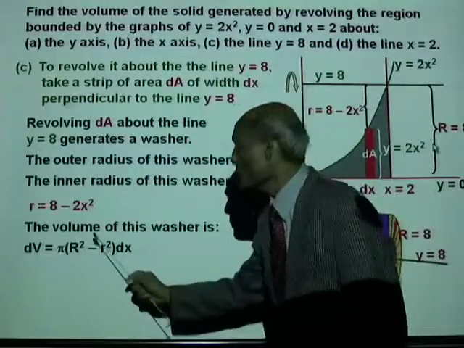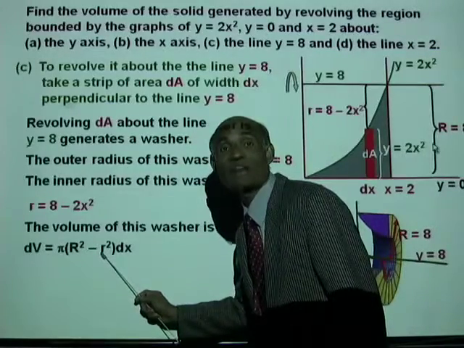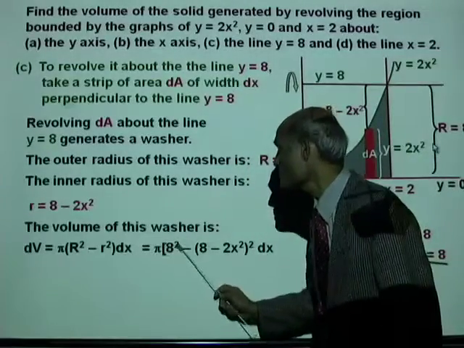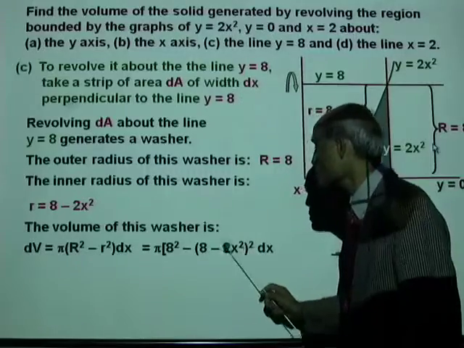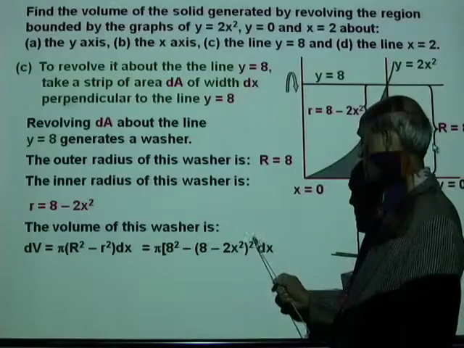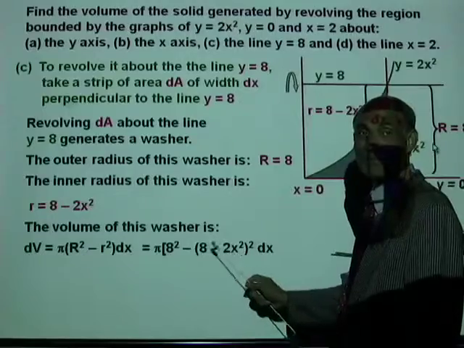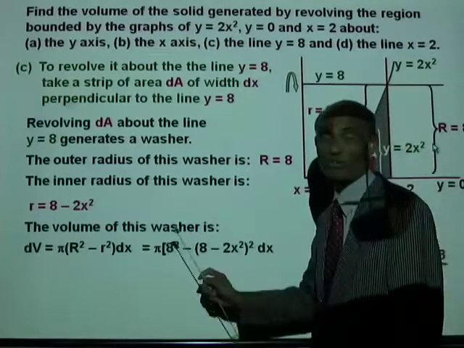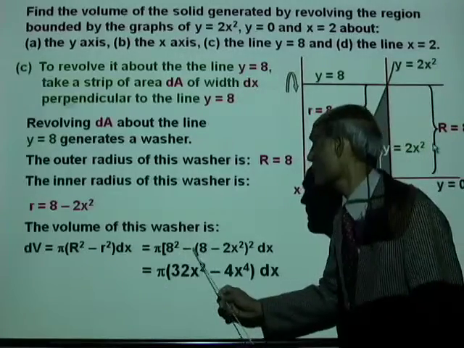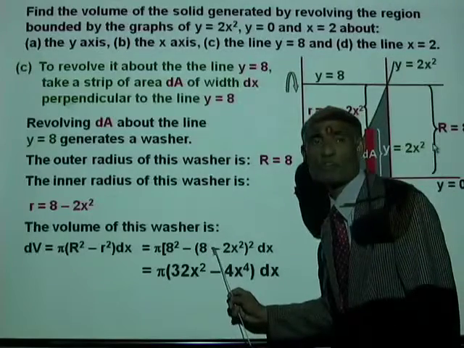There you go. And your big R is 8. Your small r is 8 minus 2x squared. Let's replace that. So that will be pi times 8 squared minus the quantity 8 minus 2x squared all squared dx. Now remember, there must be a bracket here, and the dx is common to all this quantity. Alright, and that will be, can you simplify this? Well, I can lead you to it, but you must write down and simplify this on your own.